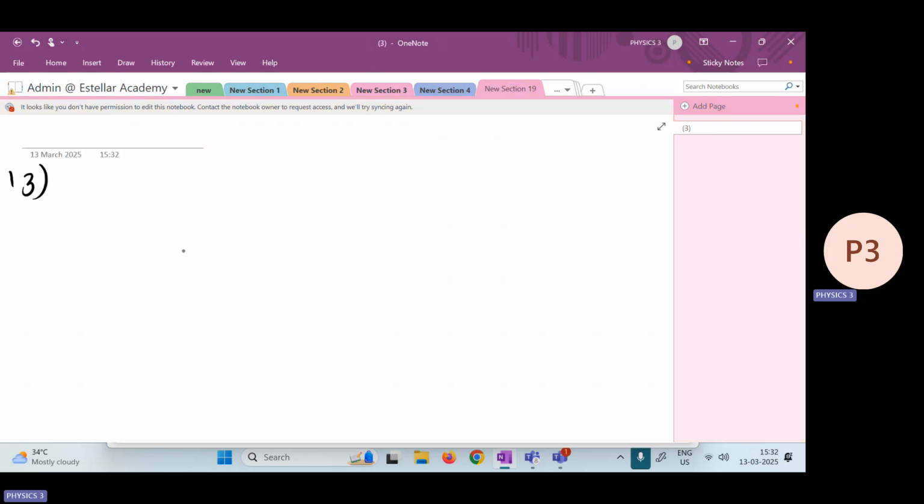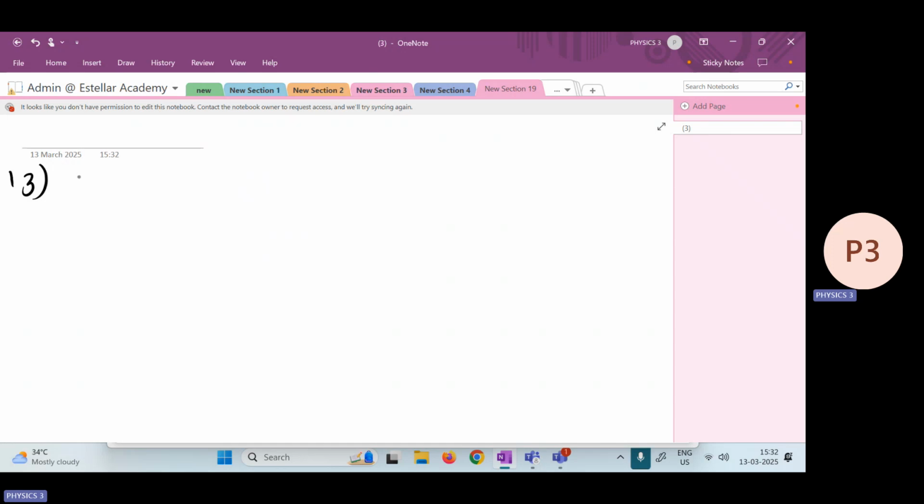So in the 13th question, we are given a stone projected with a velocity u at an angle theta with the horizontal, which reaches maximum height h1. When it is projected with velocity u at an angle pi by 2 minus theta with the horizontal, it reaches maximum height h2. We need the relation between the horizontal range R of the projectile, h1 and h2.